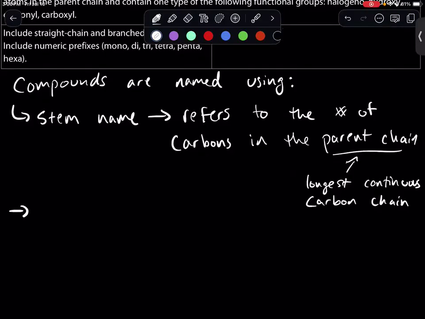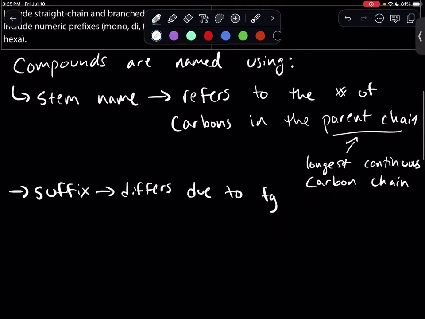Following the stem name, we have the suffix. Suffixes go on the end, and that differs due to functional groups. So we learned those. We had some flashcards: ol for alcohol, al for aldehydes, ane, ene, yne for alkane, alkene, alkynes, etc.